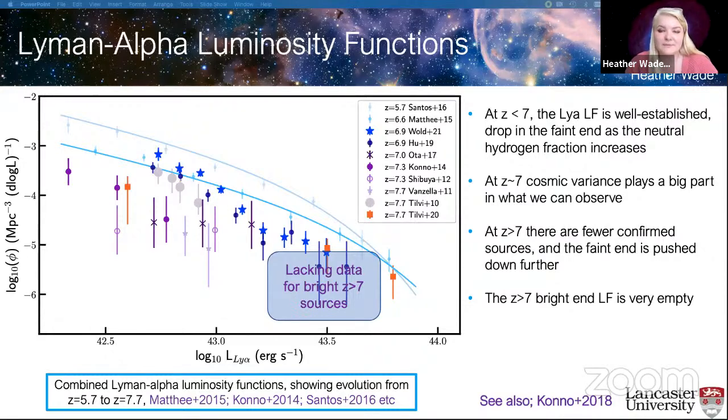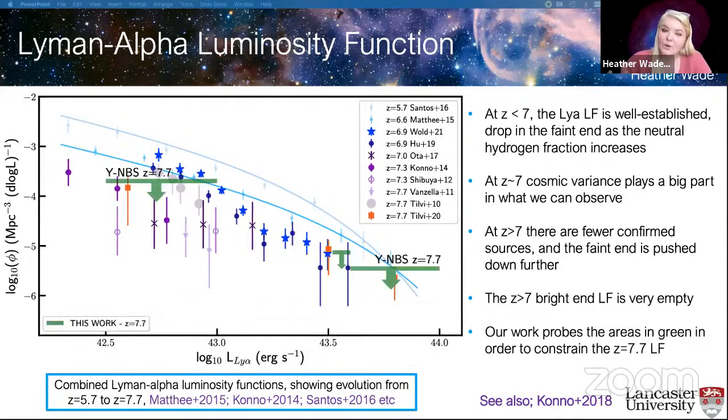There are two confirmed sources at redshift 7.7 from Tilvi et al. 2020 in orange. And our work aims to find more of these bright Lyman-Alpha emitters at redshift 7.7 to further populate the bright end of the Lyman-Alpha luminosity function, or at the very least, place some good constraints on it and use these to plan future wide, deep narrowband surveys. So these green lines represent the luminosities and volumes probed by the YMBS survey to find redshift 7.7 Lyman-Alpha emitters.